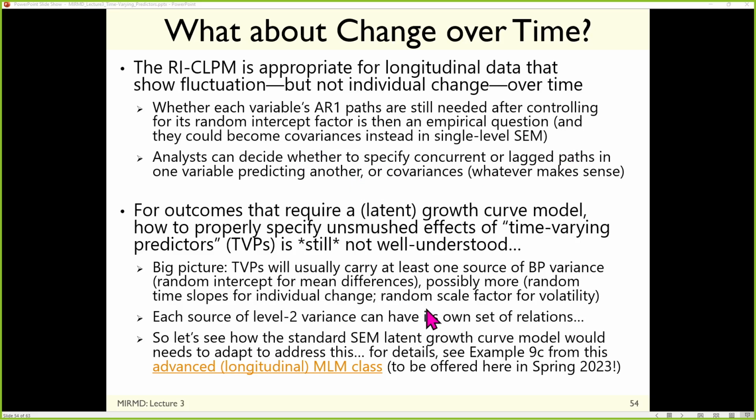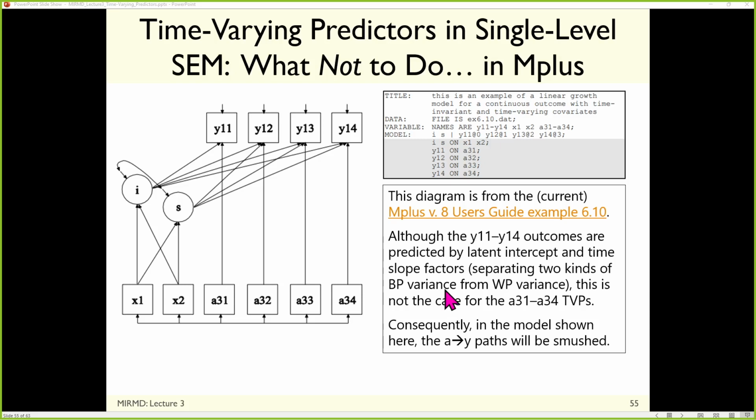Then we need to make sure that we've represented both sources of individual differences, not just the random intercepts, but the random slopes. And so we need to see how the standard SEM would need to adjust itself to capture that. And the code to all of this gets very complicated, and so I have it linked to an example in which I've done that in my previous advanced class that I'm hoping to bring back in spring 2023.